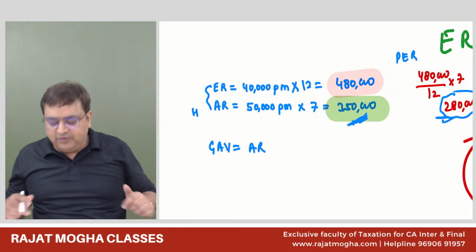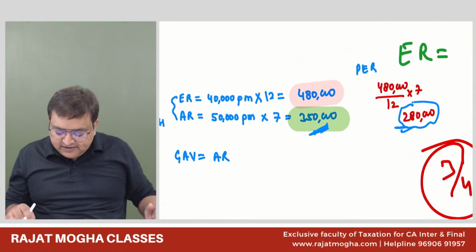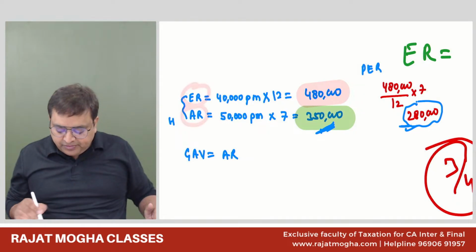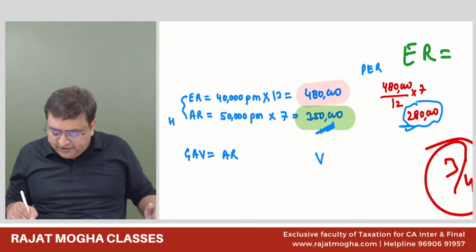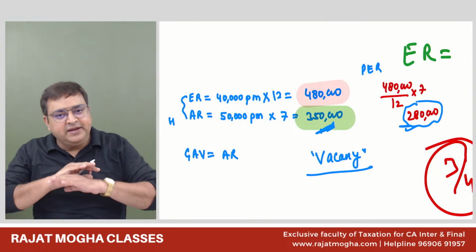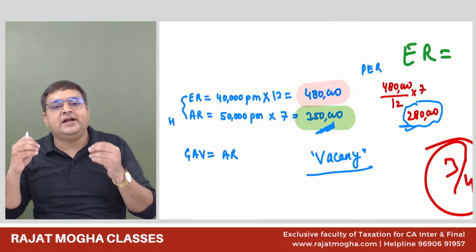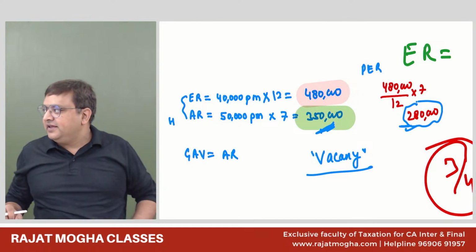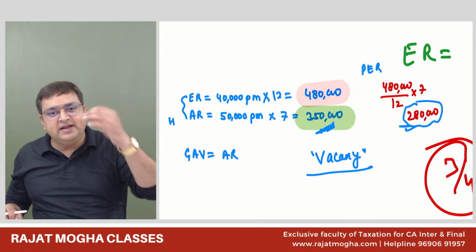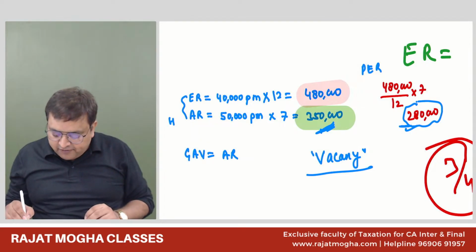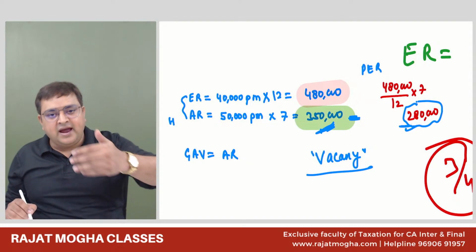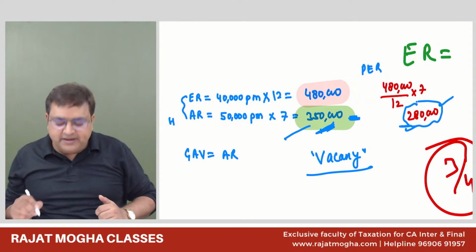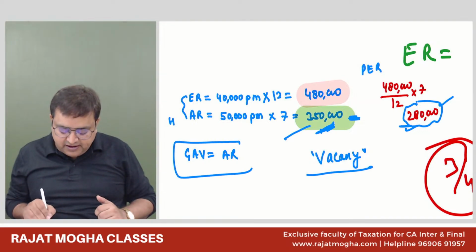Why was my assessee genuine? Because it was only due to vacancy. When we are comparing these two, why this is coming higher and why this is coming lower, it is only due to vacancy. Because of the vacancy, this is coming lower. Had it been no vacancy, my assessee would have been perfectly genuine. Everybody is understanding it? The reason it is coming lower is just because of vacancy. And if we compute PER, this will become higher in that case, and my GAV will become AR.